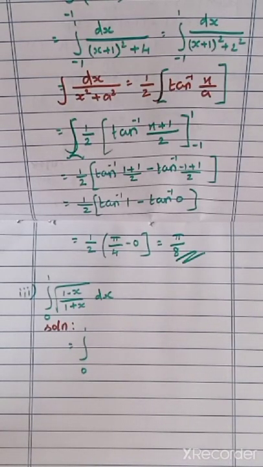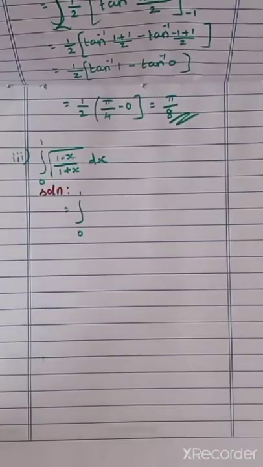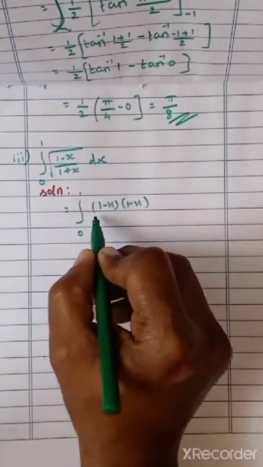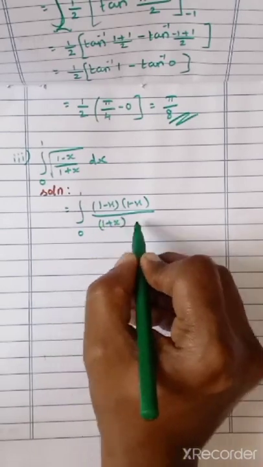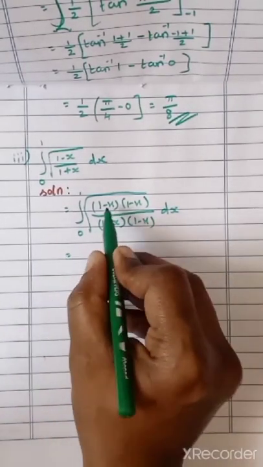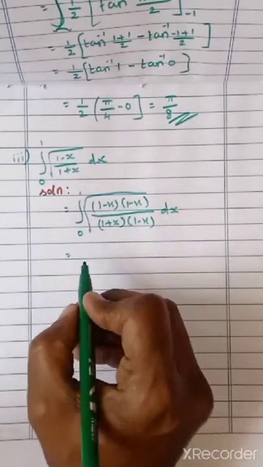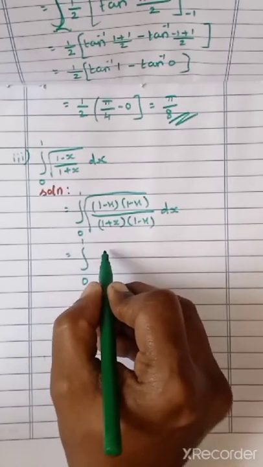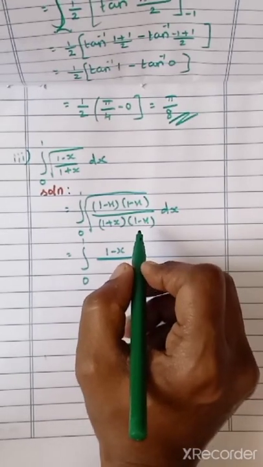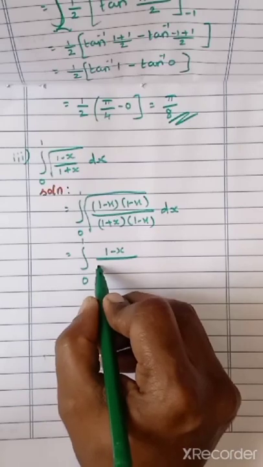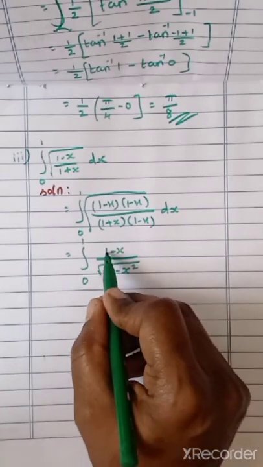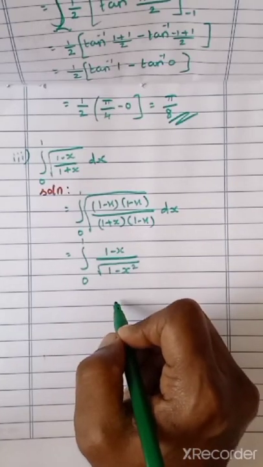The conjugate of 1 plus x is 1 minus x. Multiplying by its conjugate you will get the square root of 1 minus x into 1 minus x divided by 1 plus x into 1 minus x, dx. Correct? Okay, 1 minus x the whole square, so the square and square root will get cancelled. This will become integral 0 to 1 of 1 minus x, and in the denominator, a plus b into a minus b. What is the formula? a square minus b square. So root of 1 minus x square. Now we can split this, 1 by this one, x by this one. We can split the function.